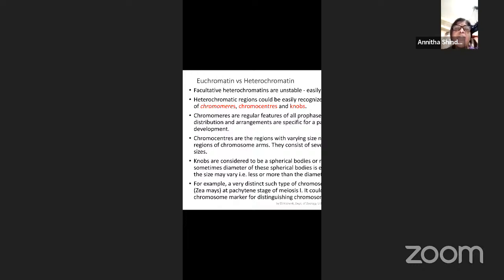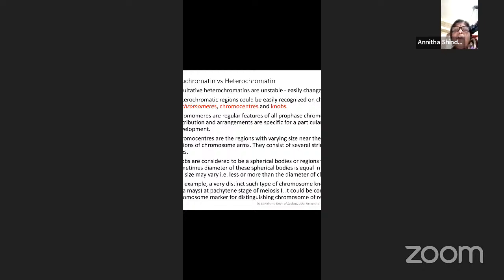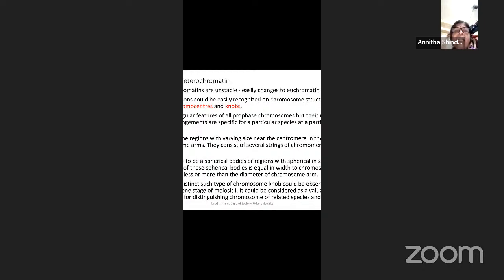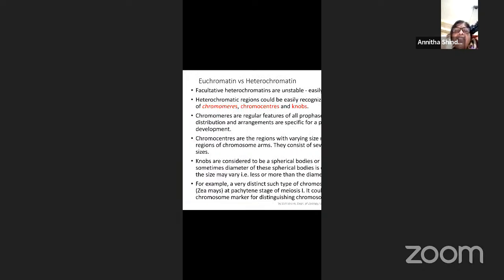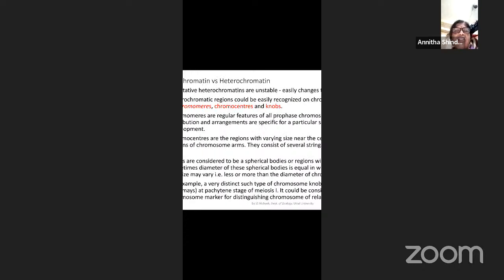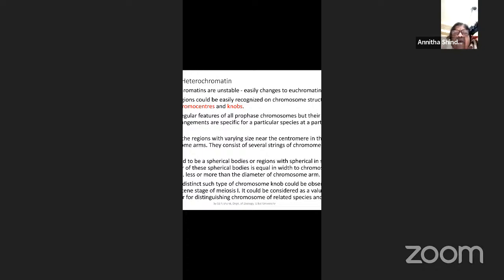So what they're saying is facultative heterochromatins are unstable, and these heterochromatic regions are easily recognized because they take up the dark stain. So they can be easily recognized on the chromosome structure in the form of chromomeres, chromocenters, as well as the knobs. What are chromomeres? The chromomeres are regular features of all prophase chromosomes, but their number, size, distribution, and arrangement are specific for a particular species. They are the regions with varying size near the centromere.